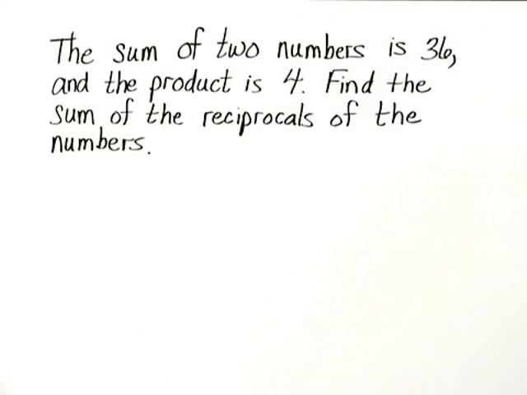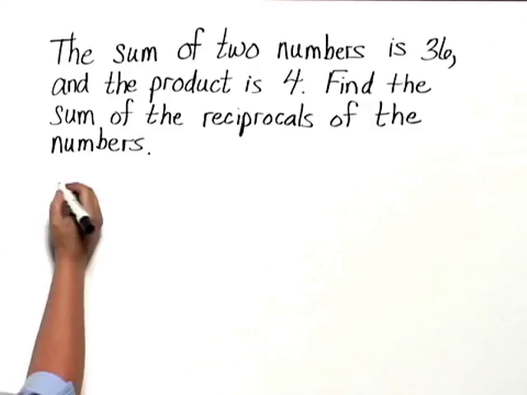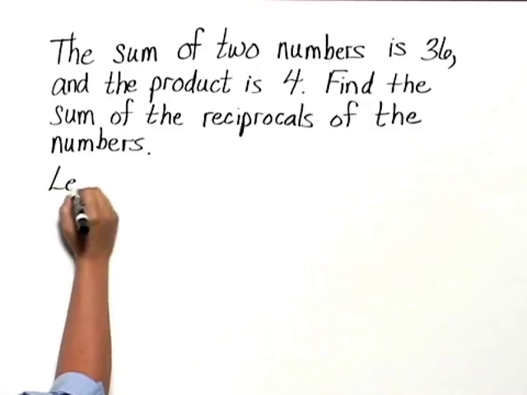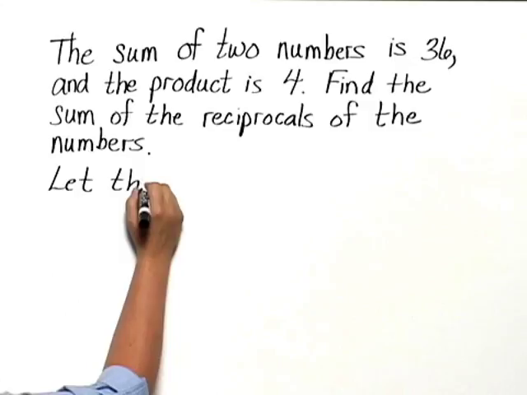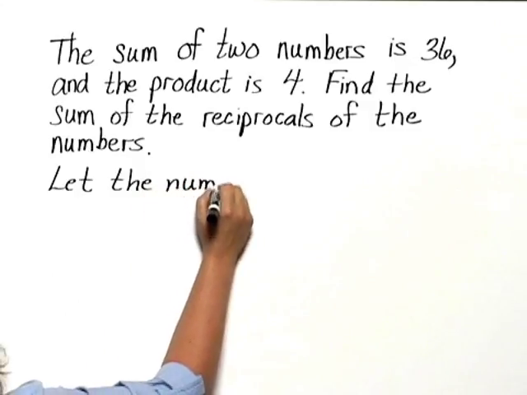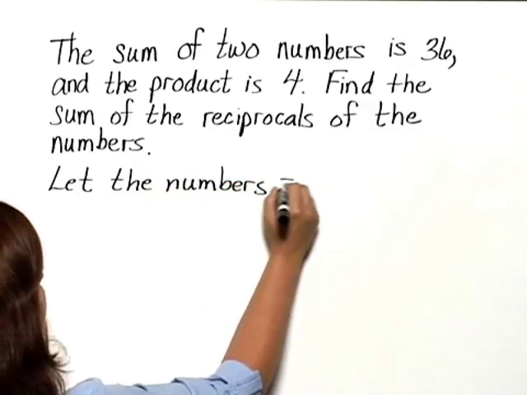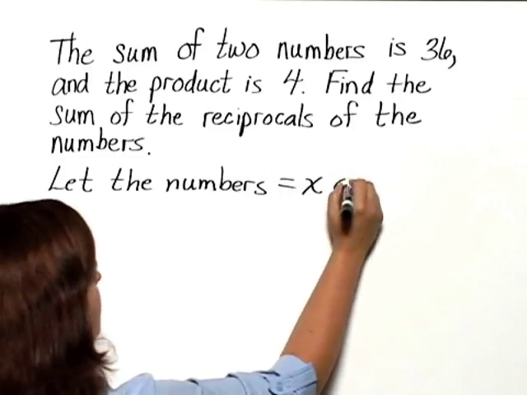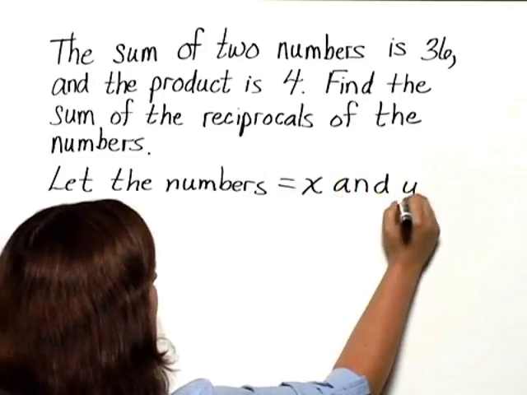The sum of two numbers is 36 and the product is 4. Find the sum of the reciprocals of the numbers. Well, let's take this phrase by phrase. First of all, we'll let the numbers be x and y. So we have variables to work with.